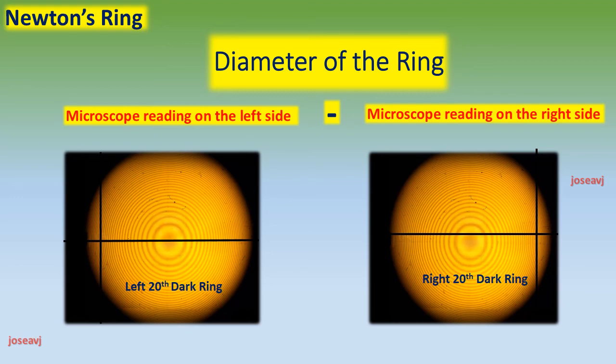To find the diameter of the ring, we take the difference of two readings, that is, microscope reading on the left side minus microscope reading on the right side gives the diameter of the ring. For example, to calculate the diameter of the 20th dark ring, microscope reading corresponding to left 20 minus microscope reading corresponding to right 20 gives the diameter of the 20th dark ring.